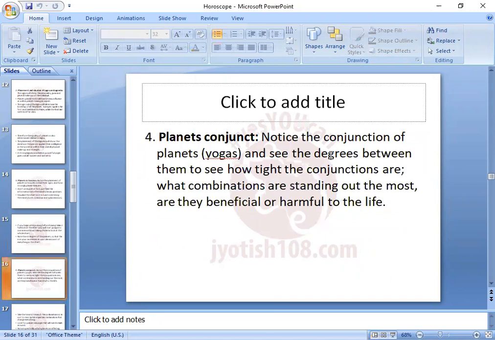Planets conjunct. Notice the conjunction of planets or yogas and see the degrees between them to see how tight the conjunctions are, what combinations are standing out the most, and whether they are beneficial or harmful to the life. So you have to see which planets are forming a yoga between themselves. Most people will say that aspect is also a yoga, but in my opinion, aspect is a very weak yoga. If you want to call an aspect a yoga, it is a very weak yoga. Yoga happens only when the planets are conjunct.